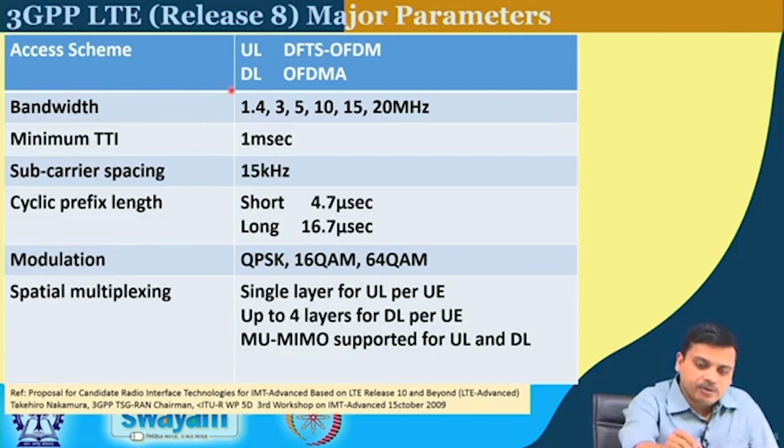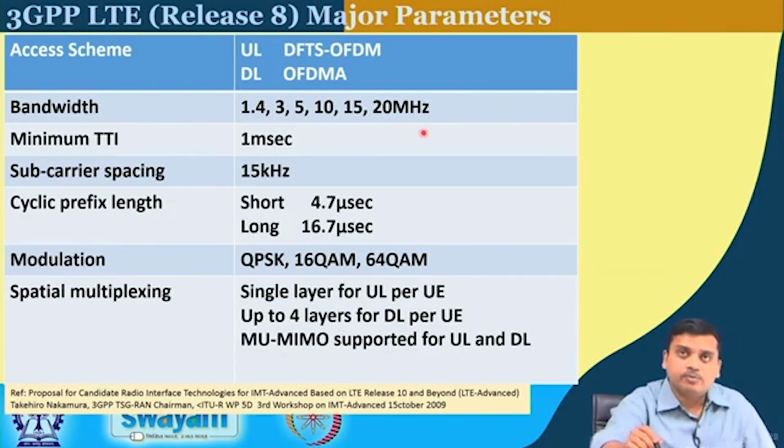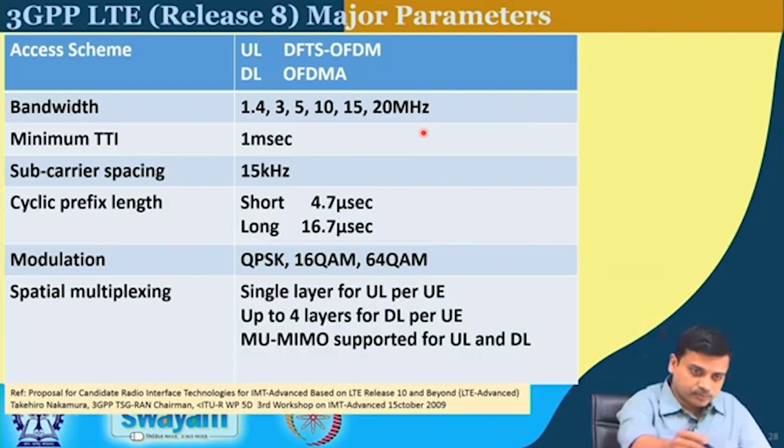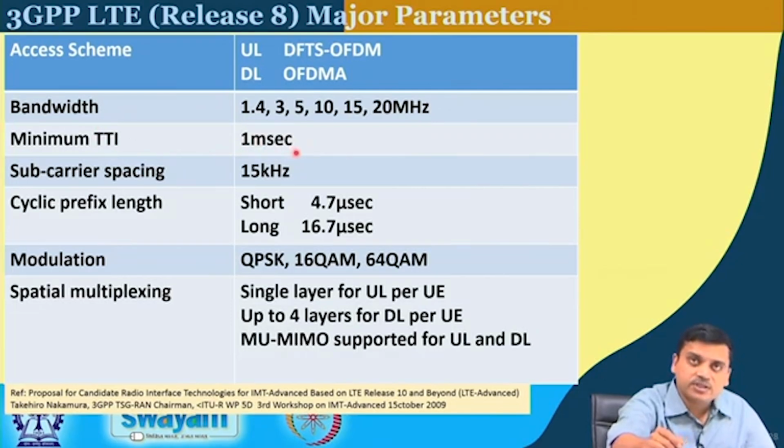In LTE we find that there are various scalable bandwidths which are supportable, and if you remember, we discussed earlier that flexible or scalable bandwidth is one of the important things required to be supported. The minimum transmit time interval is 1 millisecond. This is an important number which we will see when we move to the 5th generation system.